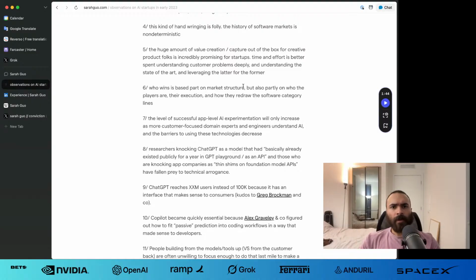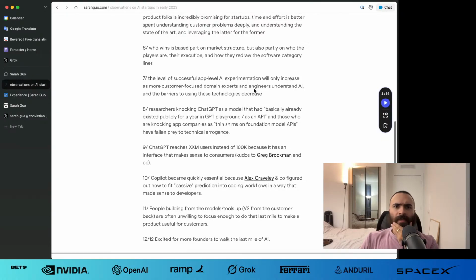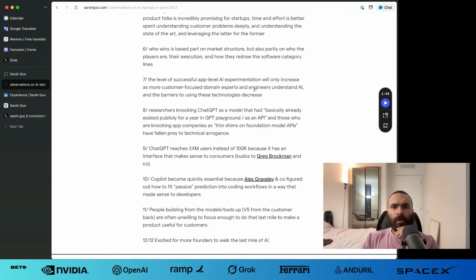Time and effort is better spent understanding customer problems deeply and understanding the state of the art, and leveraging the latter for the former. Who wins is based in part on market structure, but also partly on who the players are, their execution, and how they redraw the software category lines.